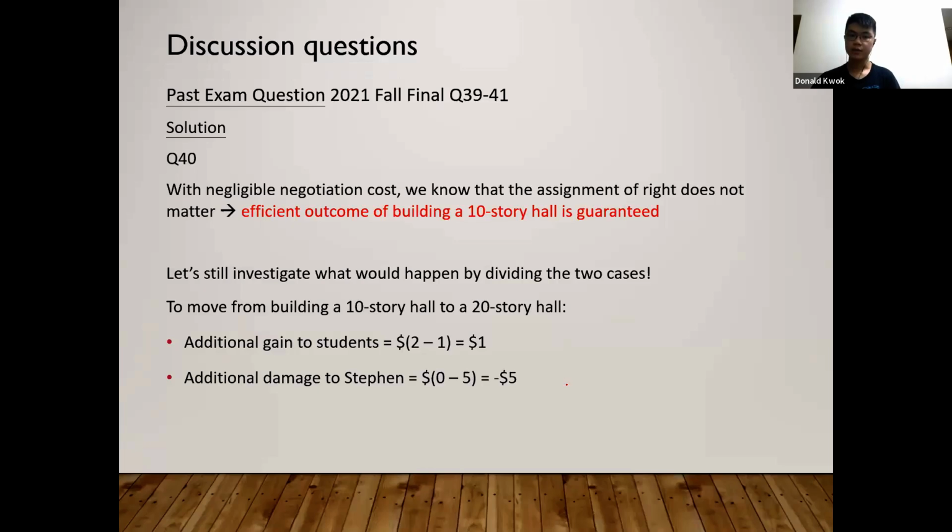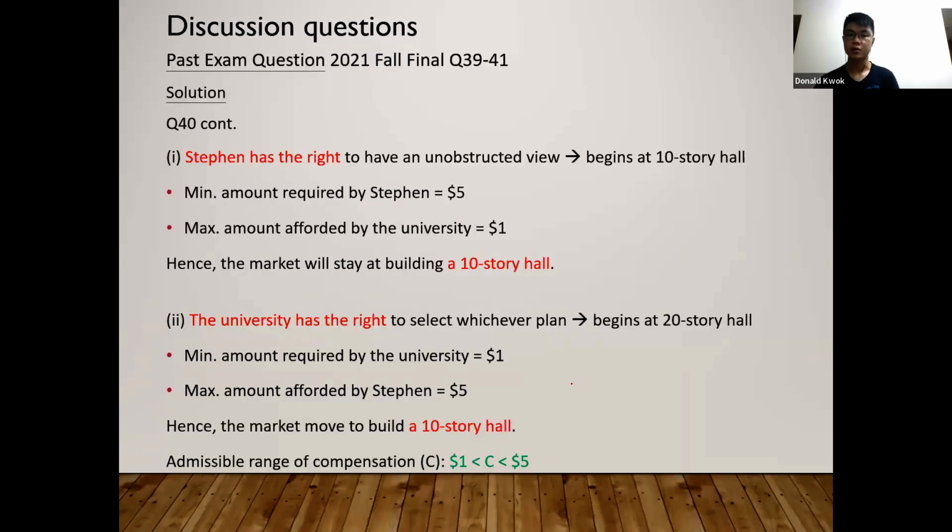And let's start with the first scenario where Stephen has a right to have an unobstructed view. Then the analysis will start by building a 10-story hall. Okay, if the university and Stephen are trying to negotiate whether to build a 20-story hall instead, then Stephen has to be compensated at least $5 because this will be the additional damage to Stephen when the 20-story hall is built. While for the university, they are only willing to pay at most $1 for it because the gain to students only increased by $1. As you can see, they cannot reach an agreement to build a 20-story hall because the maximum amount afforded by the university is lower than the required amount by Stephen.